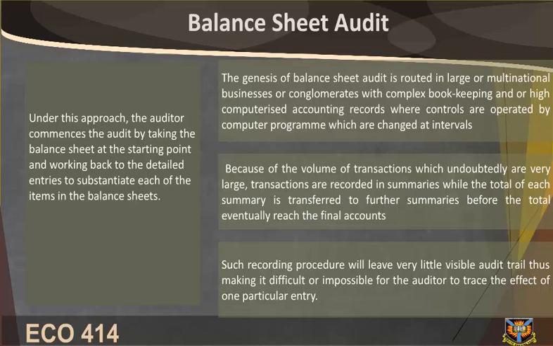Because of the volume of transactions, which undoubtedly are very large, transactions are recorded in summaries, while the total of each summary is transferred to further summaries before the total eventually reaches the final accounts. Such recording procedure will leave very little visible audit trail, thus making it difficult or impossible for the auditor to trace the effects of one particular entry.